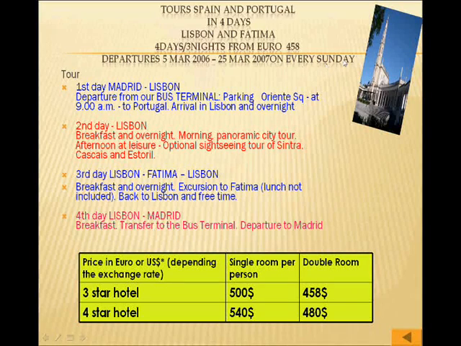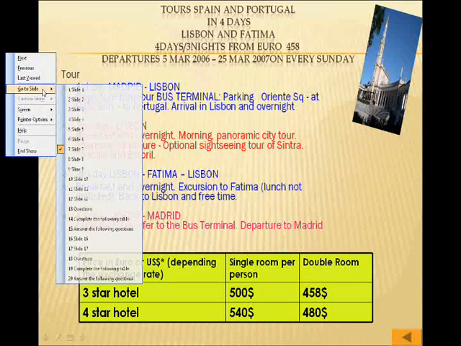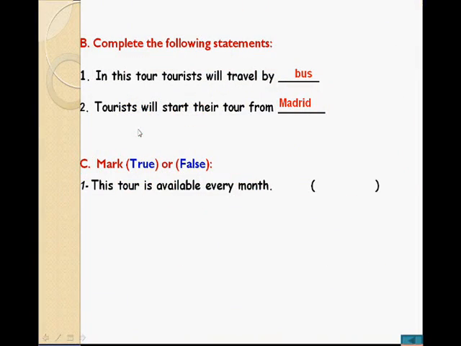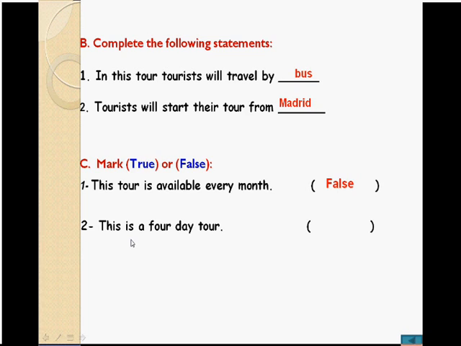Okay, so it says here every what? Yeah, it says every Sunday. So is it every month? If we have every Sunday, then it's not every month. Okay, it's every what? So of course it's every week. Every Sunday means every week. So is this sentence true or false? Very good, it's false.